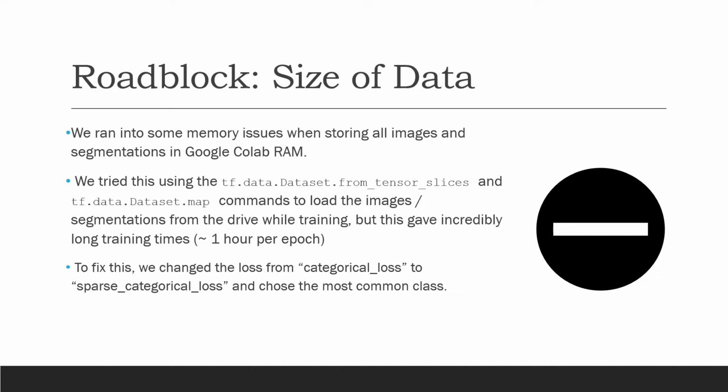Obviously, the size of the data is a lot bigger when you have 41 classes versus 2 classes that you're trying to segment on. We tried using the tf.data.dataset commands to load in the images as we were iterating through the epochs. Unfortunately, that took a really long time, about an hour per epoch, which really didn't allow us to do any model testing or experimenting, so we had to drop that. To fix this, we decided to change from categorical to sparse categorical loss and then choose the most common class when there was overlap. That's essentially how we got around this issue.